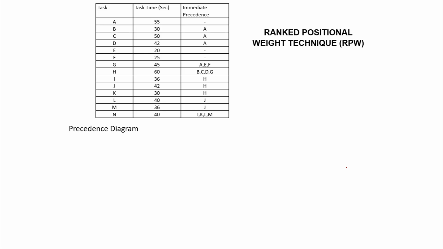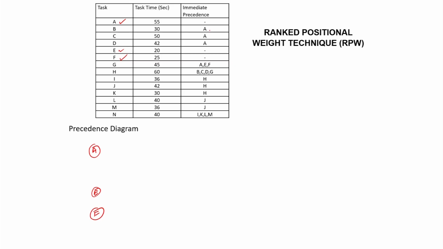So, I have reproduced the data just to explain the procedure part. The same data which was there in the previous slide, I have copied it here. So, first task is to draw the precedence diagram. Let us draw the first precedence diagram. We write the elements which are not having any predecessor. So, I will write A, I will write E, and I will write F.